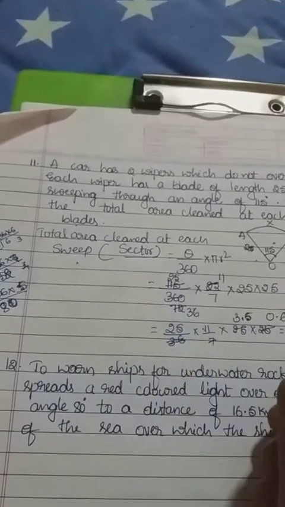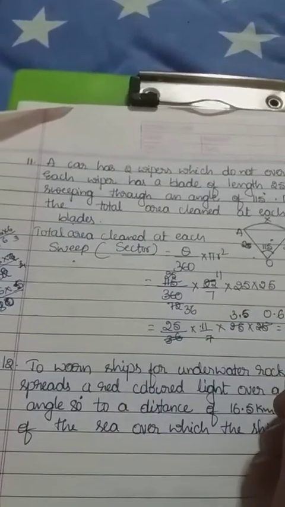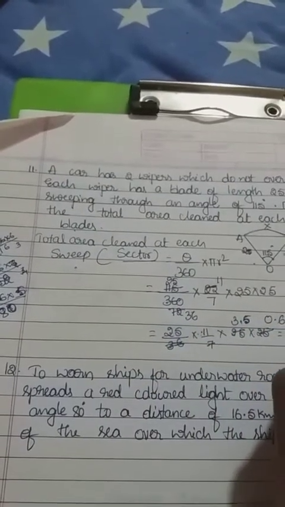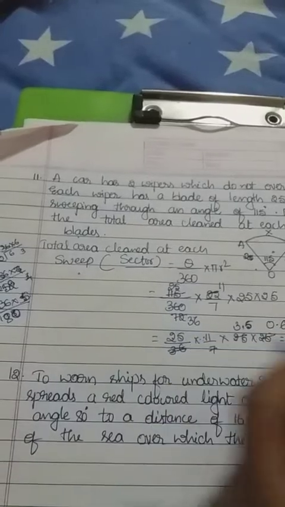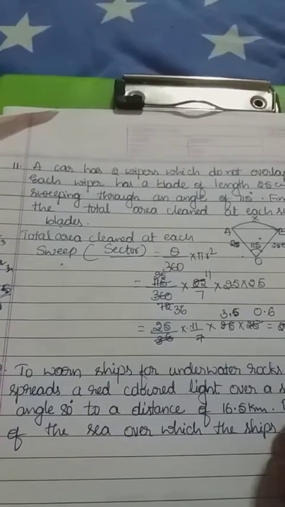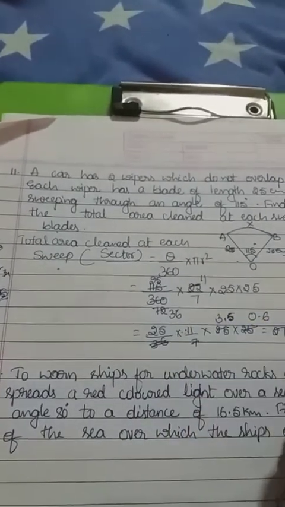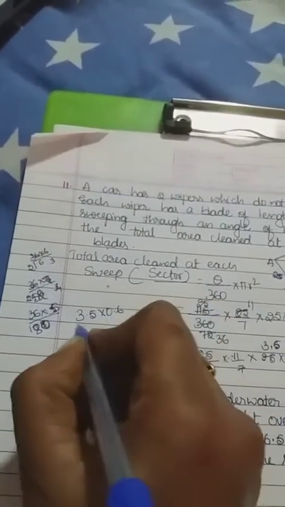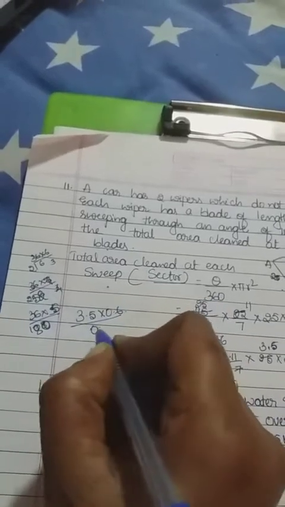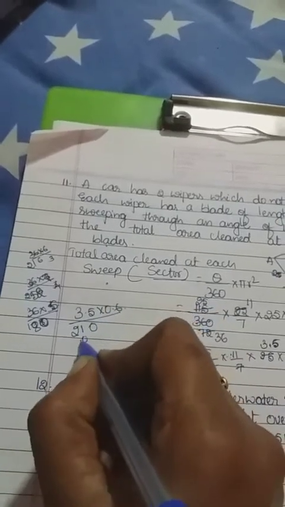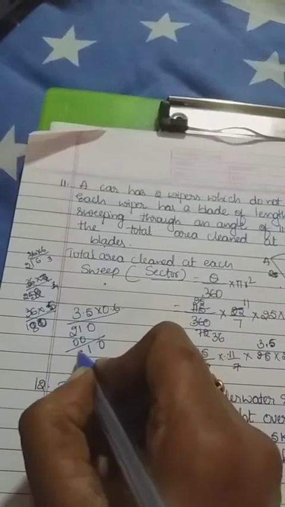25 into 11 is, we get here, 11 5s are 55, 5 11 2s are 22 plus 5 is 27. So 275 into 3.5 into 0.6, we have to multiply this. 3.5 into 0.6: 6 5s are 30, 3 6s are 18 plus 3 is 21. From 0 it will be 0 only, 1, 2, so finally we got 2 after 2 numbers.